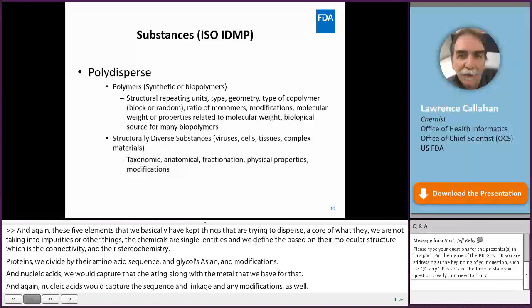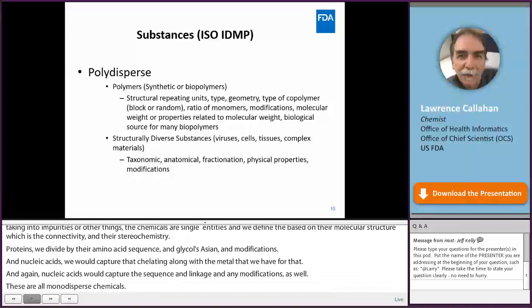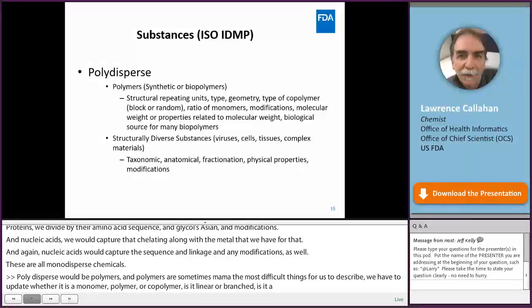We have to have the type. Is it a monopolymer or copolymer? What geometry does it have? Is it linear or branched? Is it a type of copolymer? Is it block or random? We capture the ratio of monomers, the modifications, the molecular weight or properties such as viscosity related to molecular weight. And we also capture the biological source for many of the biopolymers. So polymers are some of the most difficult things for us to describe, but our system does handle it.